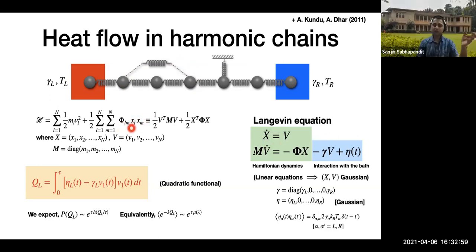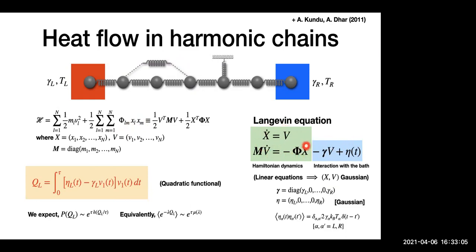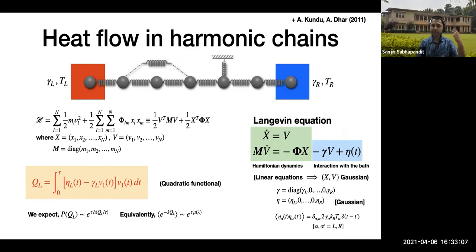So basically, as long as this is quadratic, your Langevin equation is linear. So that's the important thing. Okay. So you have a linear Langevin equation, and this linear Langevin equation immediately tells you that x, v, this phase space variable, is basically Gaussian distributed.